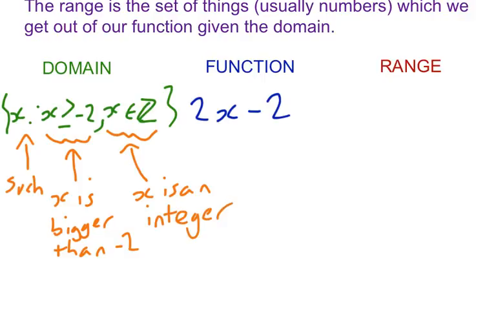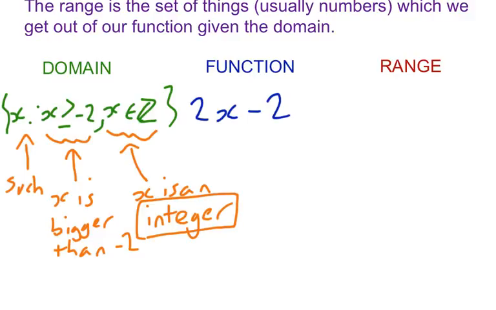The ∈ symbol means belongs to, and the funny Z is a symbol for integers. And remember, integer means any whole number. So our domain is all whole numbers bigger than minus 2. And the way we work out what the range is now is we think about the values we have.